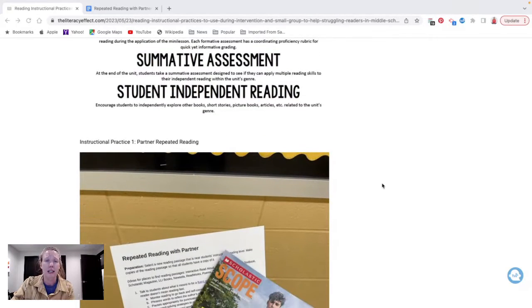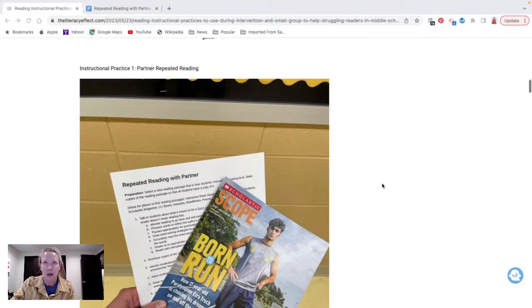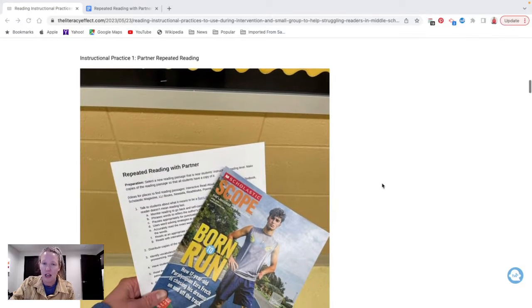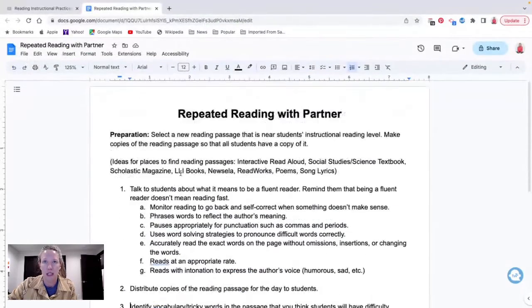All right, so let's dig in to the first instructional practice, and that is partner repeated reading. I actually have a document for when I'm doing partner repeated reading with my reading intervention students, who I see 4 times a week for about 30 to 35 minutes each time. I am using this protocol that I've tweaked and worked on until I've figured out what works best for me and my middle school students. So I'm just sharing with you what that looks like. I'll click over to it so you can see.